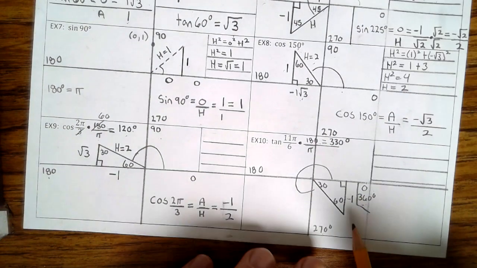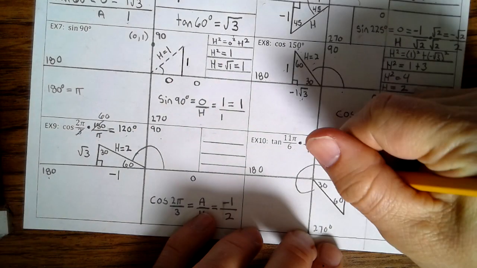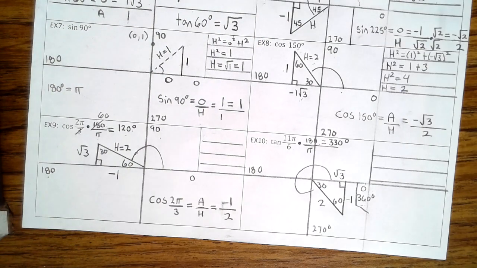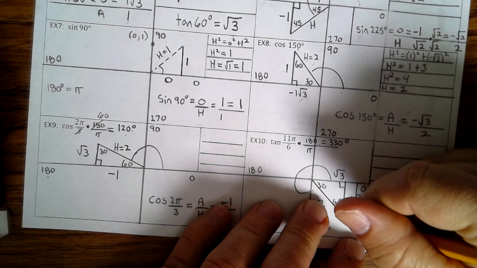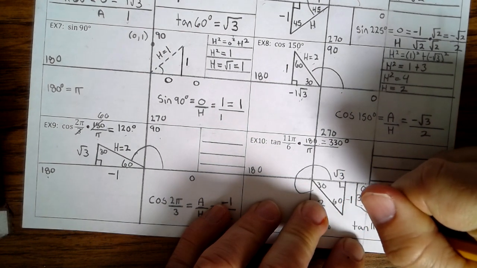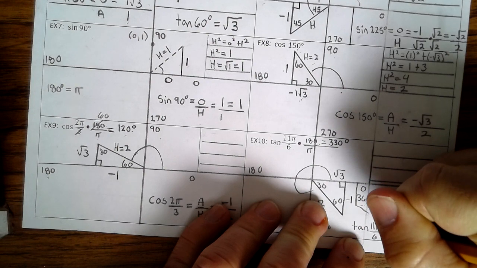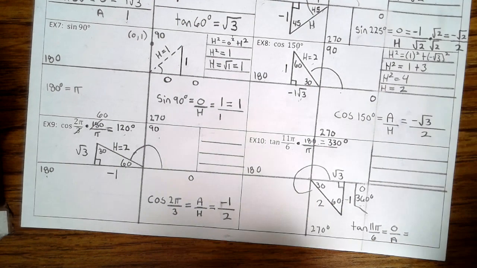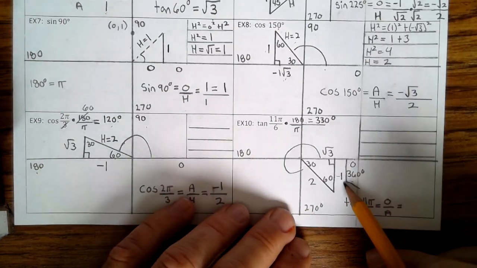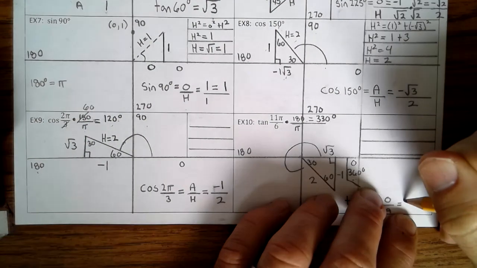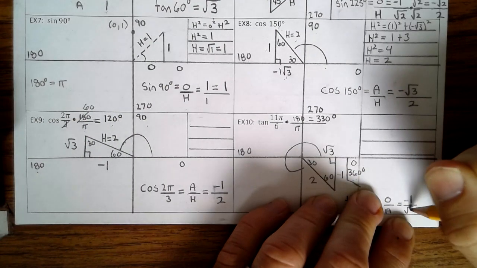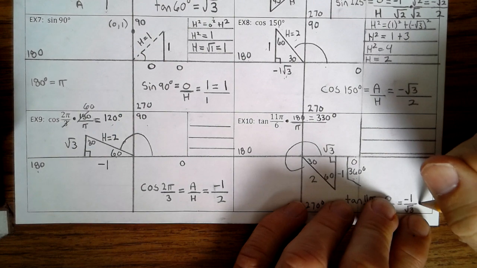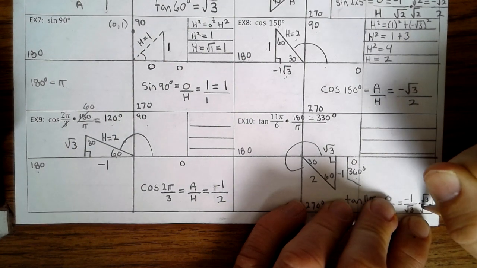Now, we know that tangent of 11 pi divided by 6 is equal to the opposite divided by the adjacent. Well, opposite of 30 degrees is negative 1. Adjacent is square root of 3. So we need to multiply the numerator and denominator by square root of 3. I've run out of room, so let's bring it up here. So you're left with negative square root of 3 divided by 3.